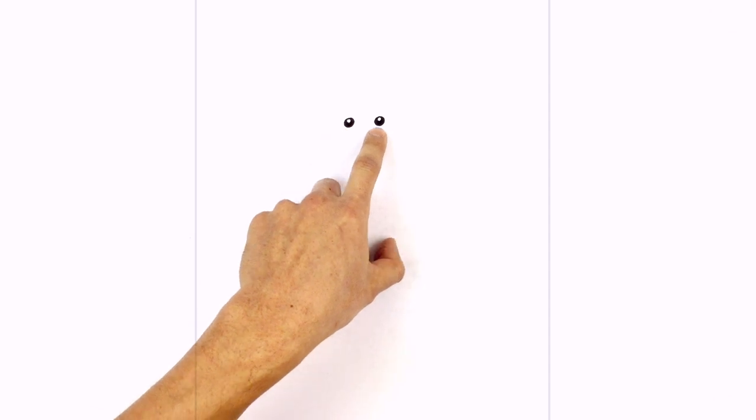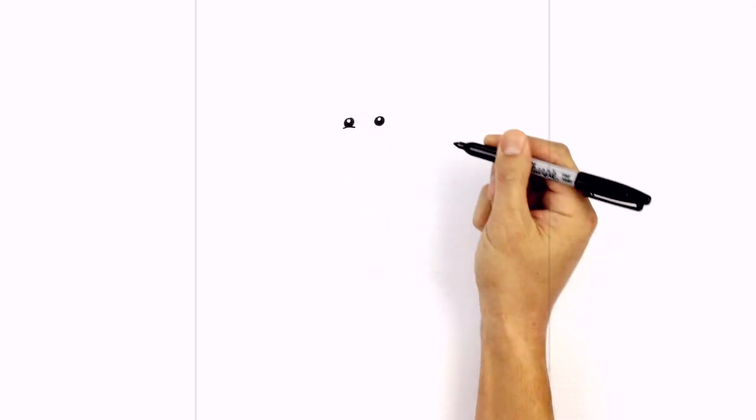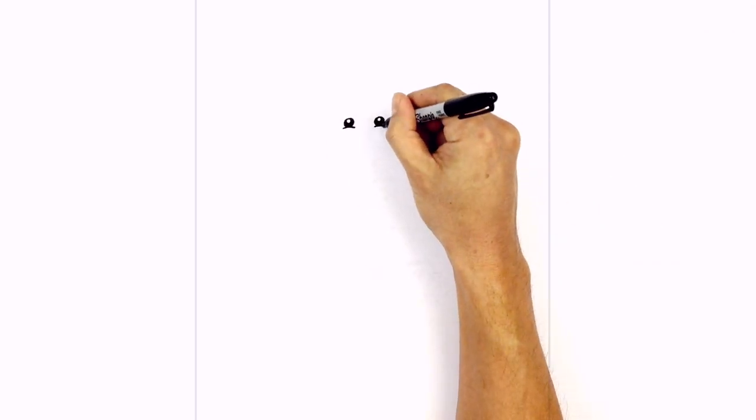From here, let's draw a little curve at the bottom of each eye. So just on the left side here, we're just going to draw a short curve going across. We'll do the same thing on the right side.